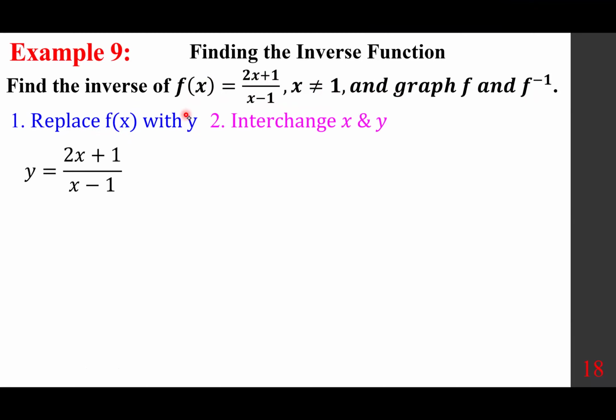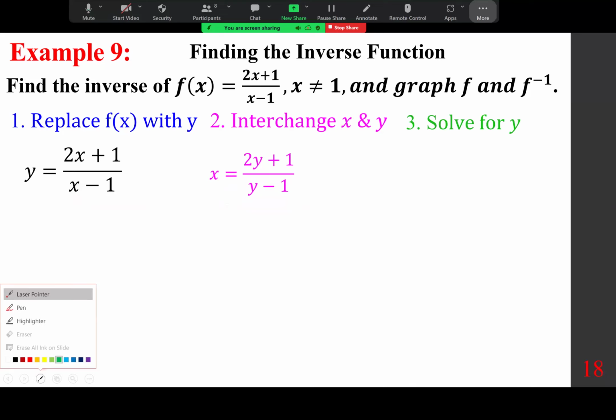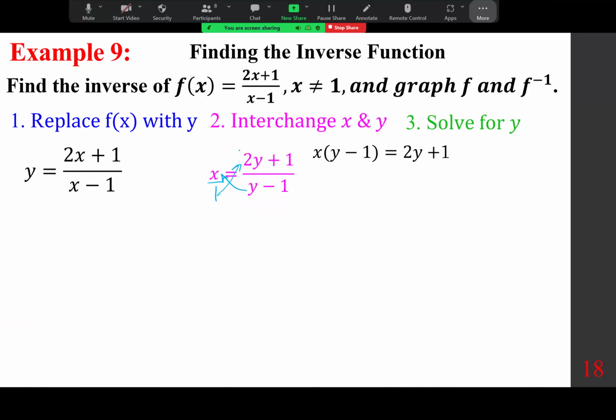The next step is to interchange x and y, so we're going to call this x, and this becomes 2y plus 1 over y minus 1. And the next step is to solve for y. So to solve for y, we do the cross product. X times y minus 1, 1 times 2y plus 1. And so the left side is xy minus x.